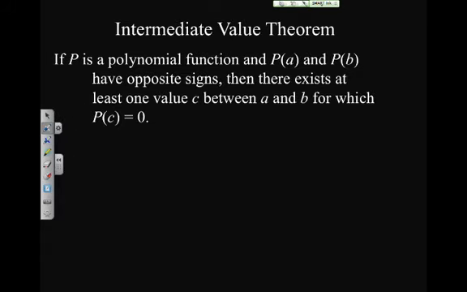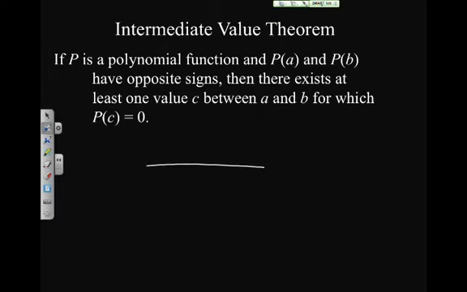So now the intermediate value theorem is something that's very important with polynomials, and it's actually how our calculators are programmed to find solutions. And here's what it states. If p is a polynomial function and p of a and p of b have opposite signs, then there exists at least one value c between a and b for which p of c equals 0.